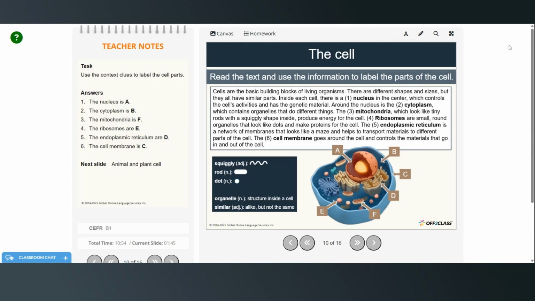All right, so we'll take a look at the answers. So letter A is the nucleus. Letter B is the substance here, the cytoplasm. Okay, mitochondria is F. The ribosomes are E, the ones that look like the dots. The endoplasmic reticulum, that's D, and the cell membrane is C.